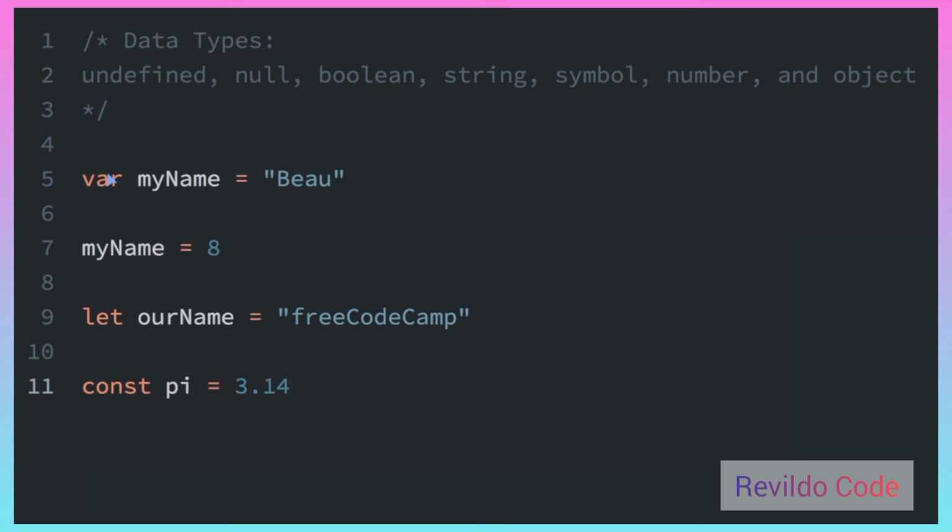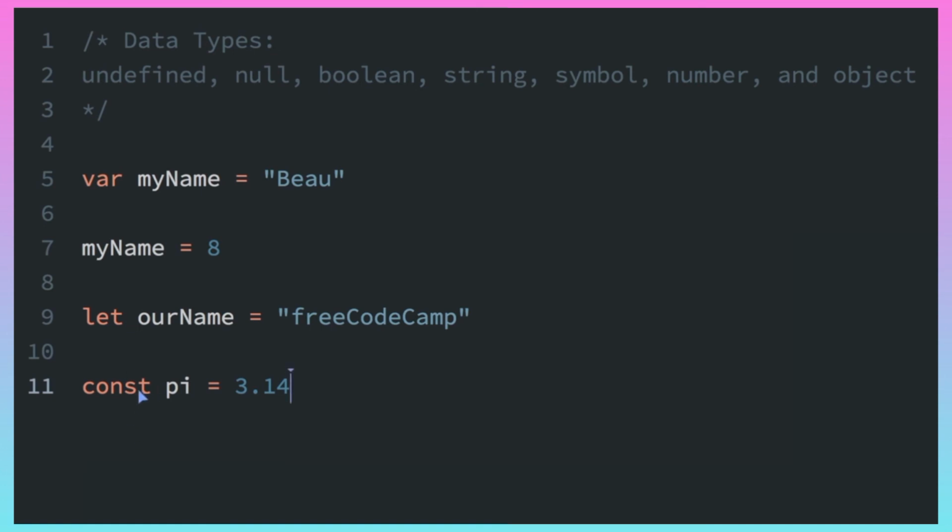Now, the difference between var, let, and const: var is going to be able to be used throughout your whole program. Let will only be used within the scope of where you declare that. Now, we're going to be talking about let and const more later, so I'm just giving you a brief overview of what they are now.